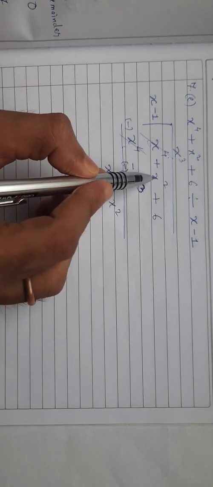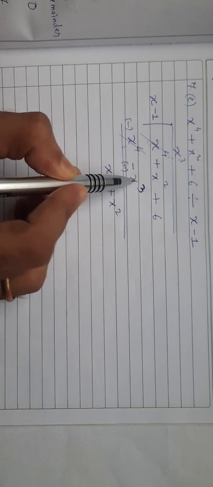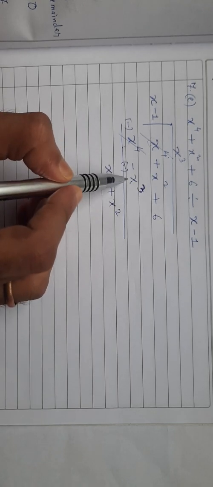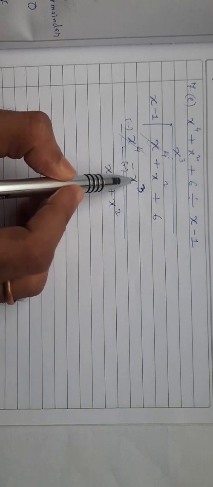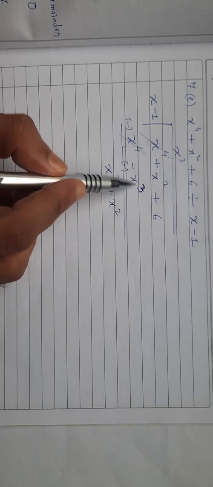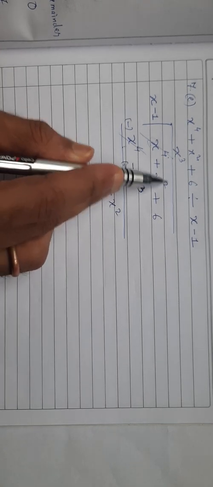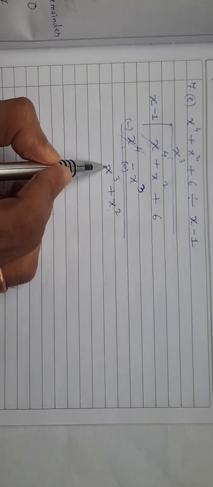Please make sure do not add or subtract these two terms since these are unlike terms. Here it is x square and here it is x cube. So unlike terms cannot be added, cannot be subtracted. So we are neither adding nor subtracting these two terms. So simply we have written x cube and then we have brought this x square here. Since minus and minus is plus, so it is plus x cube.